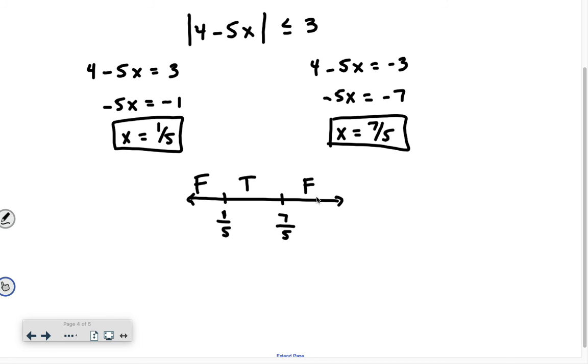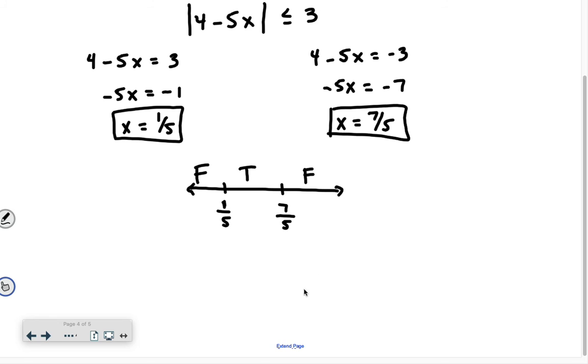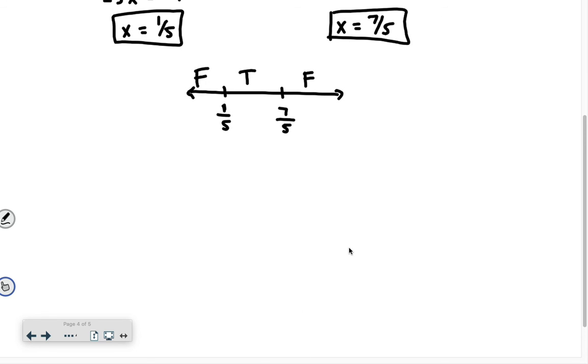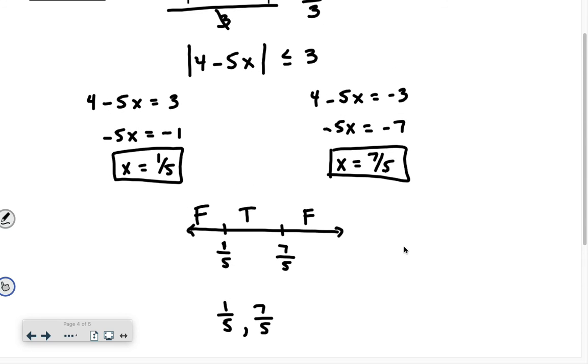So now if we write our final answer, we put our interval notation down. We're going from 1/5 to 7/5. Those are the only answers that will work. And brackets or parentheses? Parentheses? Yes, agreed? Based on the inequality symbol?